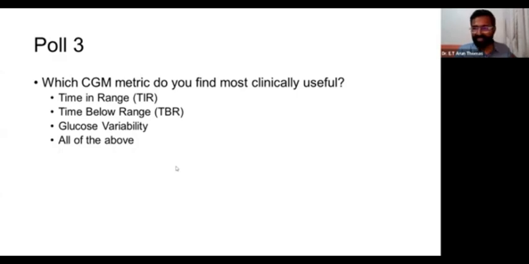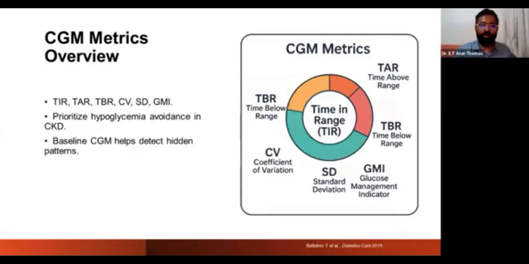So time in range, yes, this is conventionally considered the most important parameter, and all of the above. So everything is important. Dr. Sonu will be enlightening us about the different crucial parameters like what is time in range, glucose variability, etc. Over to you, Dr. Sonu.